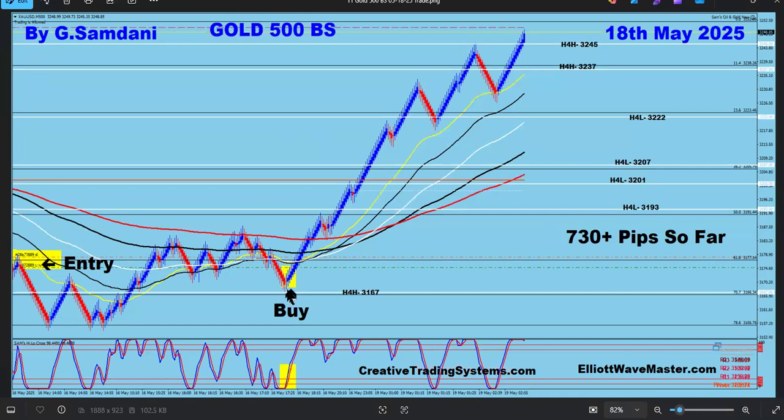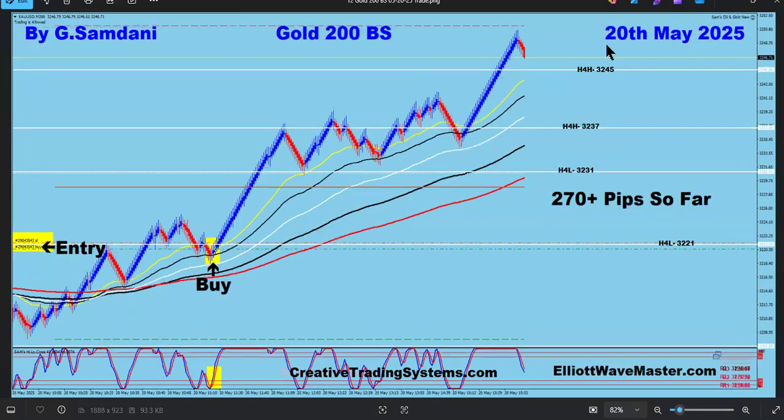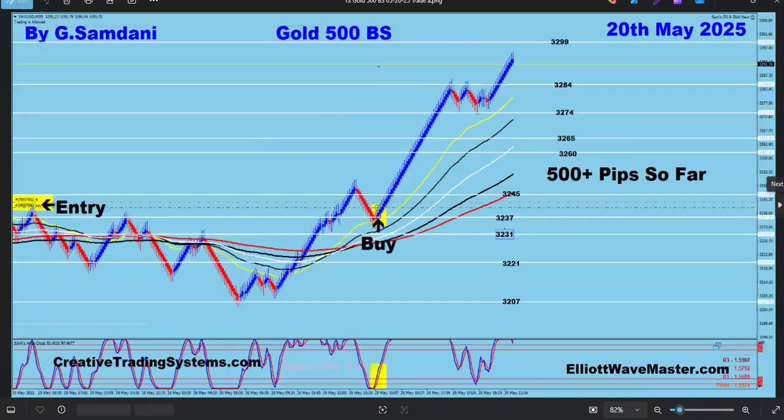So this was the entry here. Basically, I closed on 18, but you can see here the May 16, right? So the entry was here, and look how much it is? 730. And then this is on the 20th. Again, the entry was from here, and buy orders right there, 270. Then here, 500, entry is here. You can see buy orders there on the 20th, going all the way to 500 pip here.